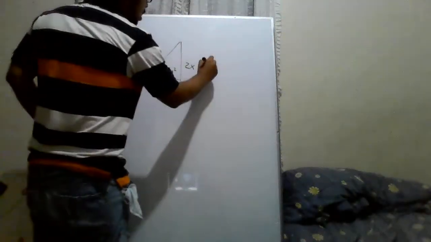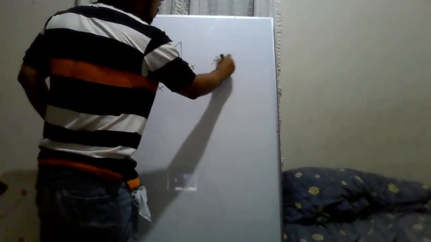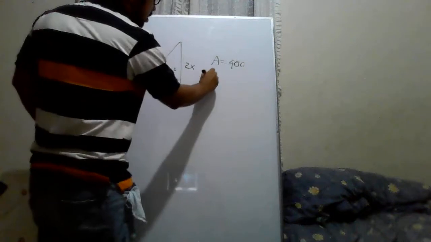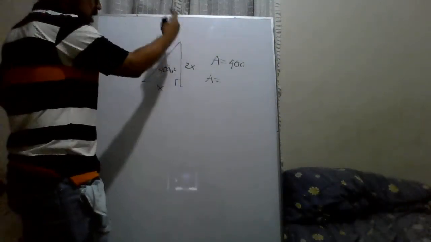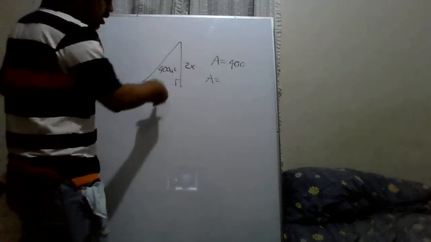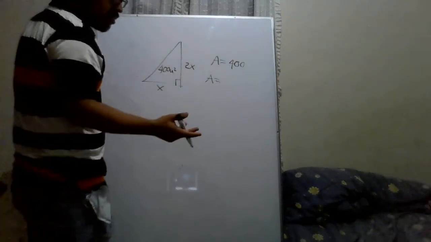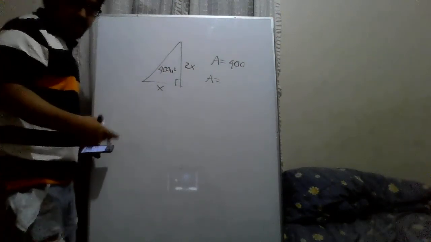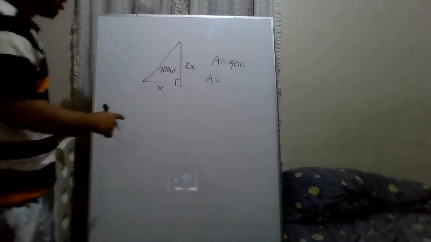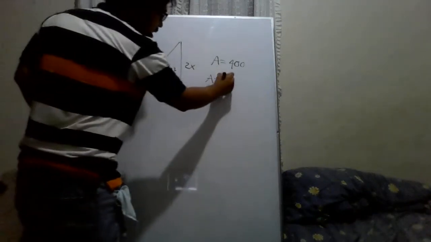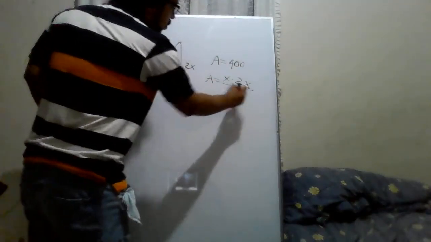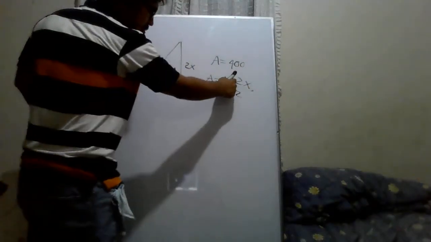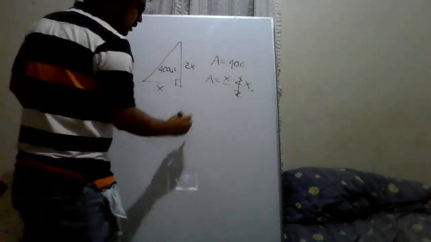This means that the area is 400, but you know that the area of any triangle is the base multiplied by the height, divided by 2. And in this right triangle, any of the legs can be the base and the other one the height, okay? So you can choose any of these. Let's say this is the base, x, multiplied by the height, 2x, divided by 2, okay? So these two multiplying with these two dividing cancels out.